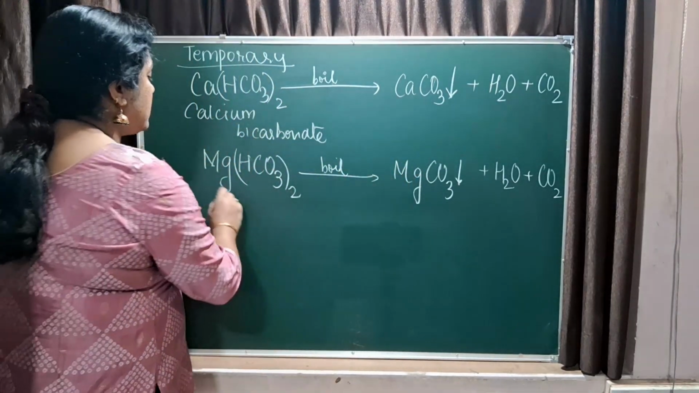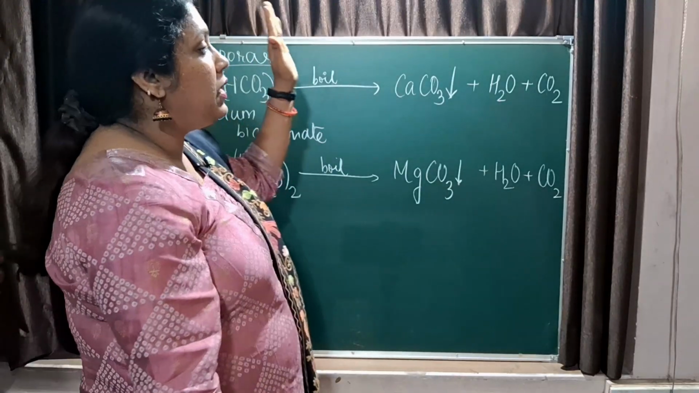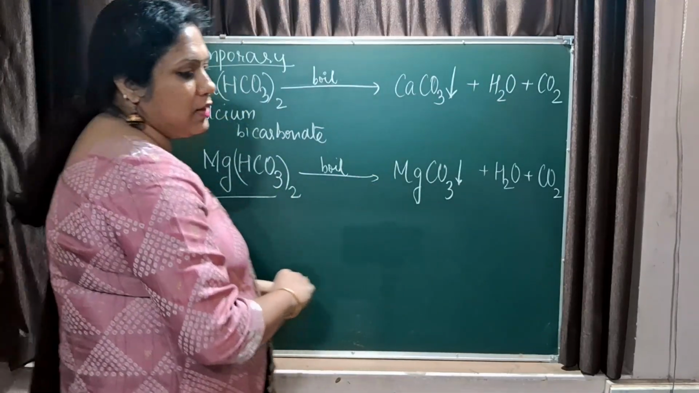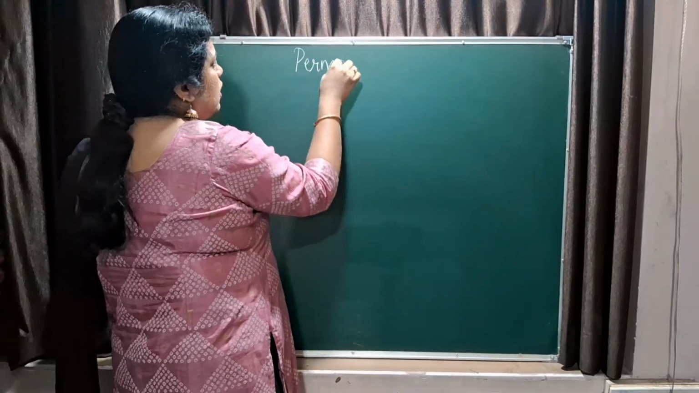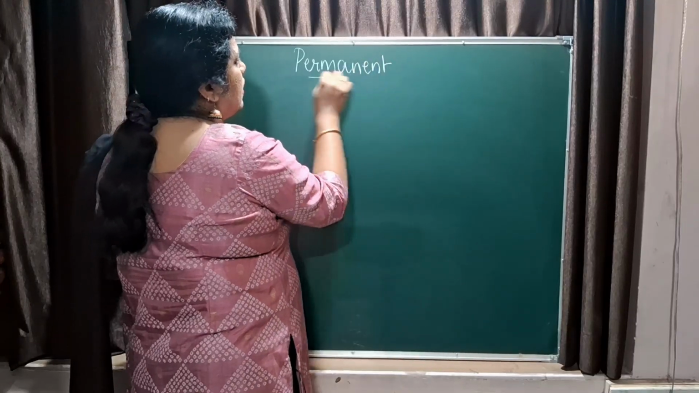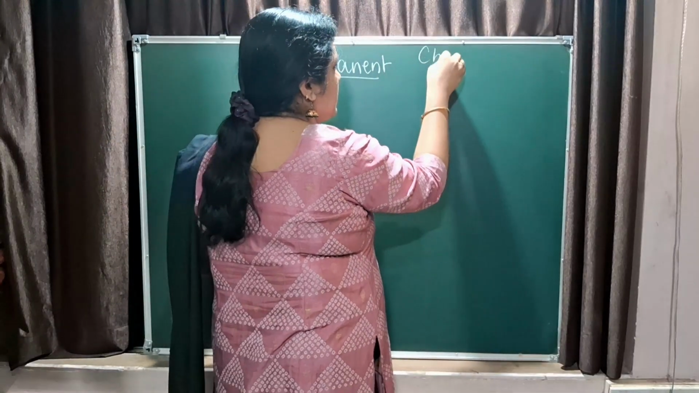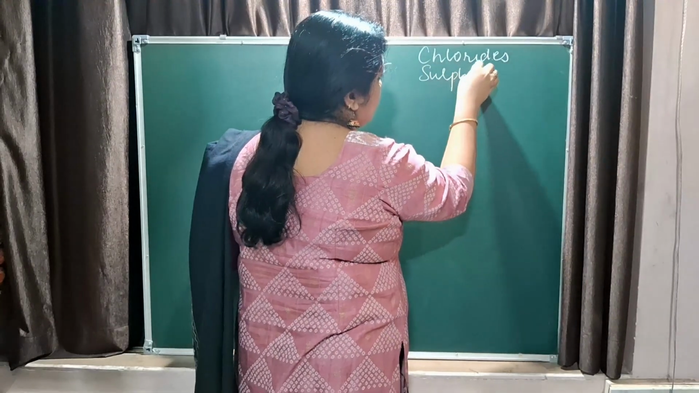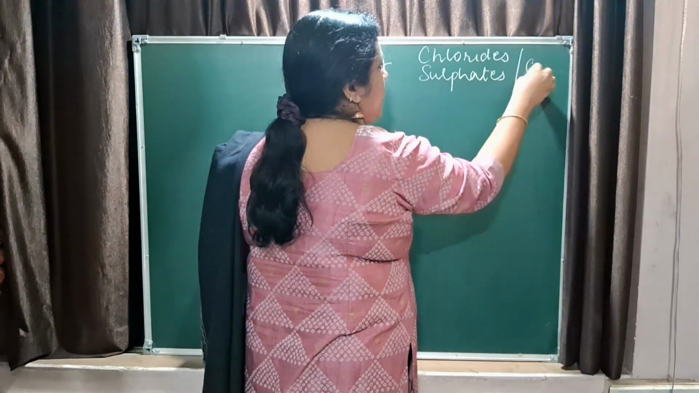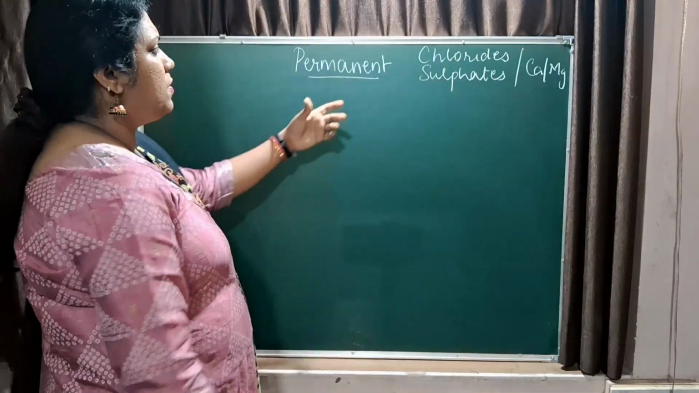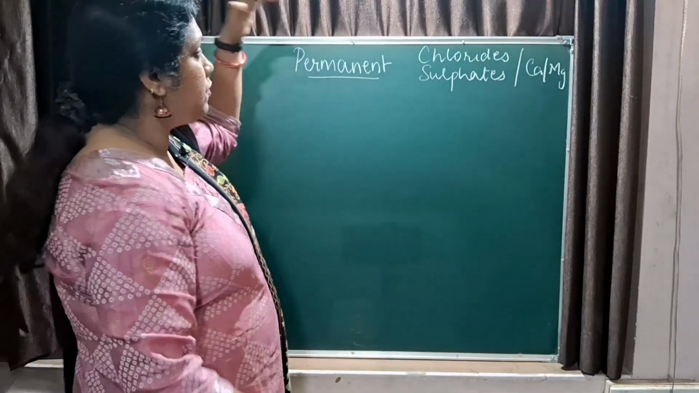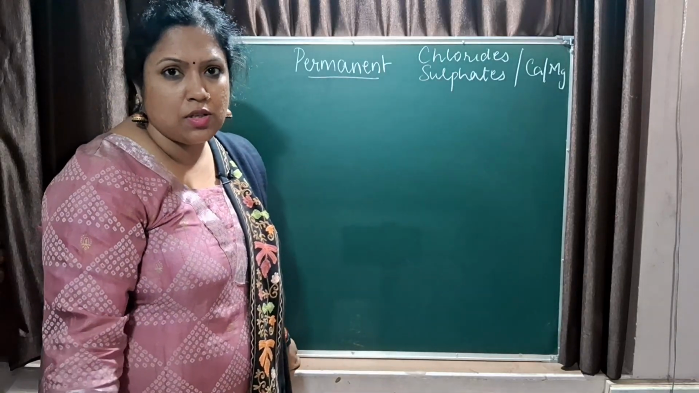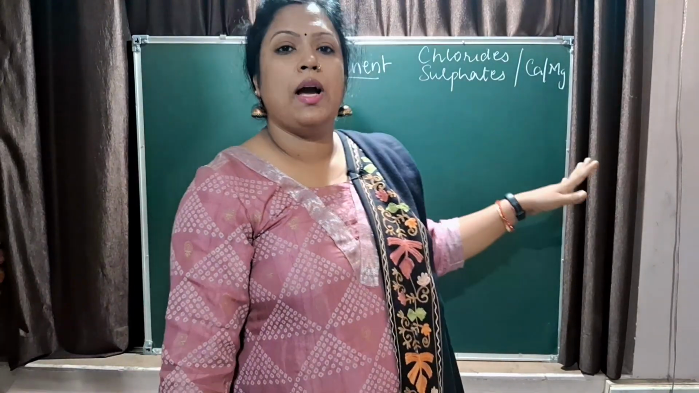The cause of temporary hardness is bicarbonates, which can be changed into carbonates by simply boiling it, right? Next is the permanent hardness. What is the cause of permanent hardness? Permanent hardness is caused by the chlorides and the sulfates of calcium and magnesium. Always remember that whatever we use for the removal of permanent hardness, that is, sodium carbonate, your washing soda, it can remove the temporary hardness too.